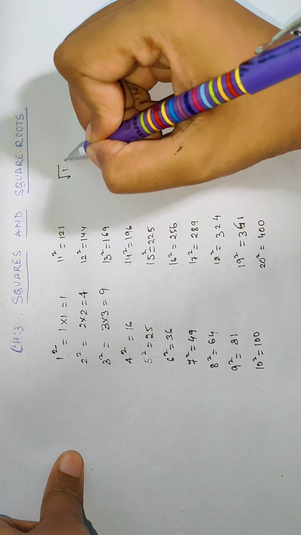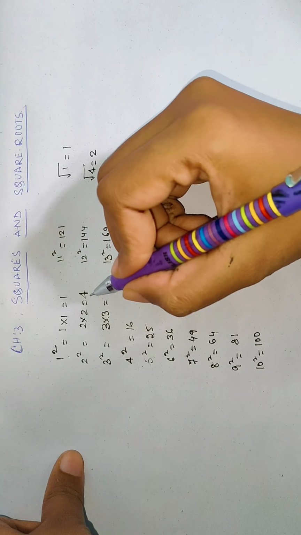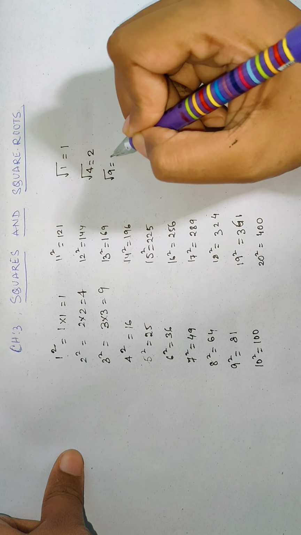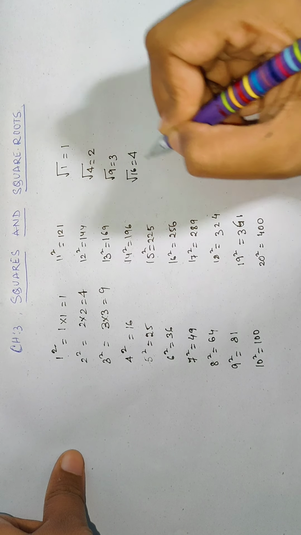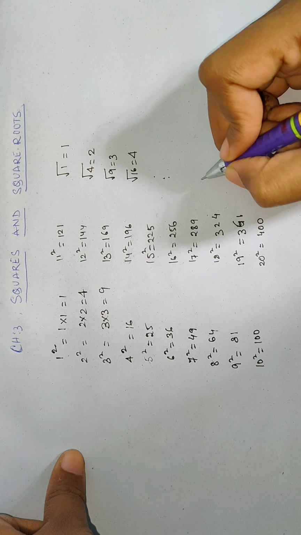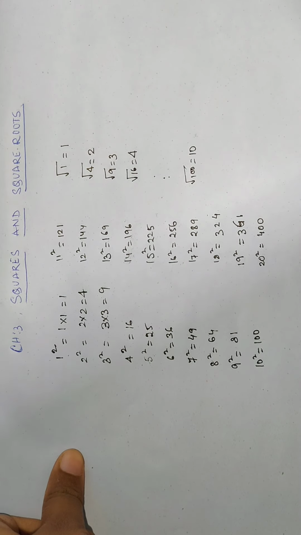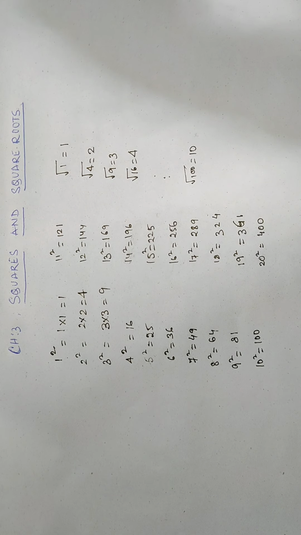Square root of 1 will be 1. Square root of 4 will be 2. Okay, fine. Just the reverse of squares. Square root of 9 will be 3. Square root of 16 will be 4. In this way, if we keep on writing, square root of 100 will be 10. So fine. So you have to learn only this, then we can proceed with the sums.